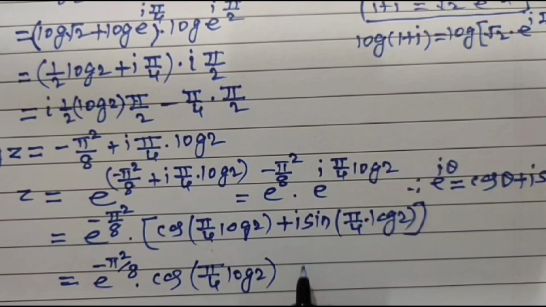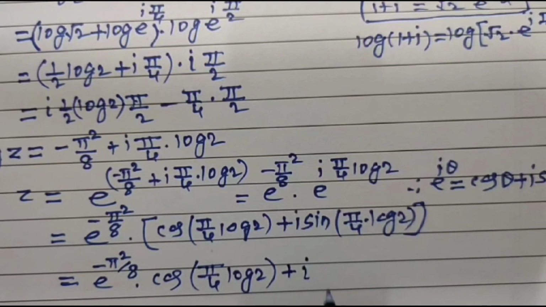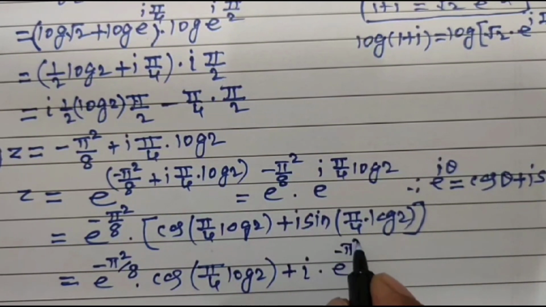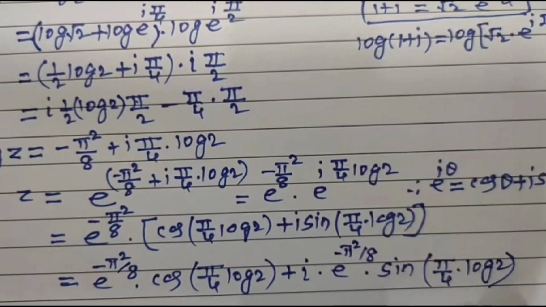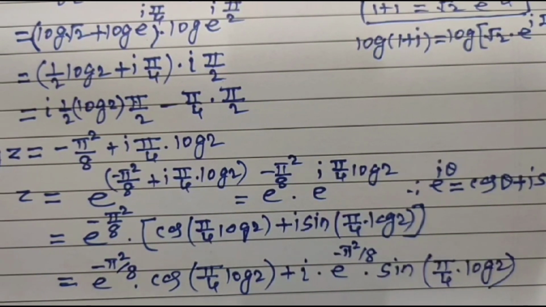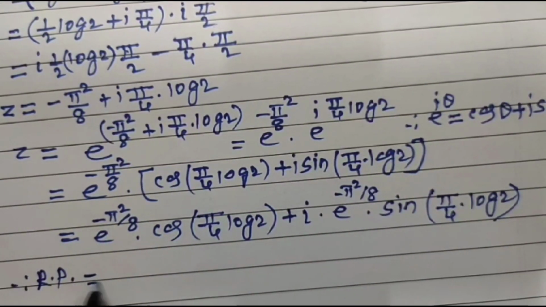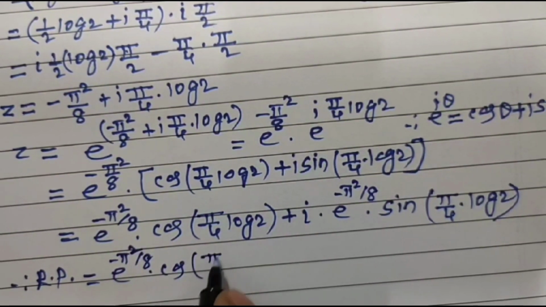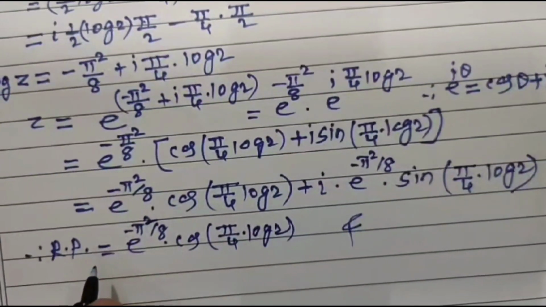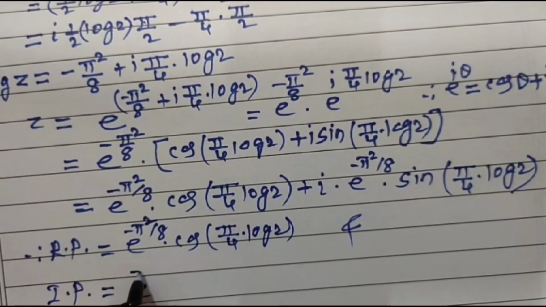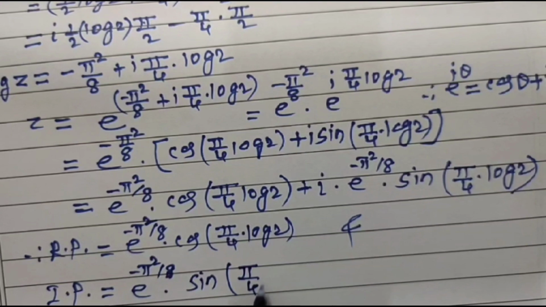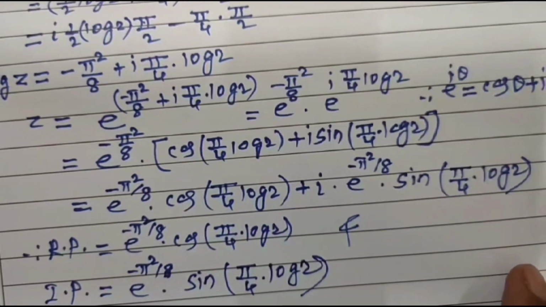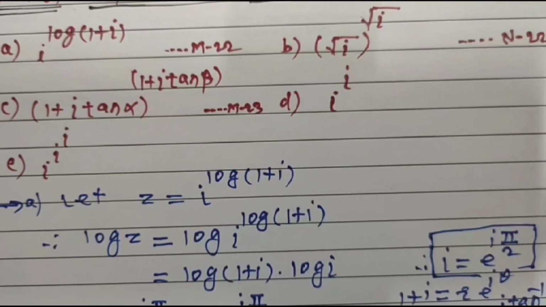Z is nothing but the given complex number, plus i into e to the power minus pi square divided by 8 into sin of pi by 4 into log 2. This is the imaginary part of the given complex number. So we can write the real part is equal to e to the power minus pi square divided by 8 into cos of pi by 4 into log 2, and the imaginary part is e to the power minus pi square divided by 8 into sin of pi by 4 into log 2. Hence we have the real parts and imaginary parts of i to the power log of 1 plus i.